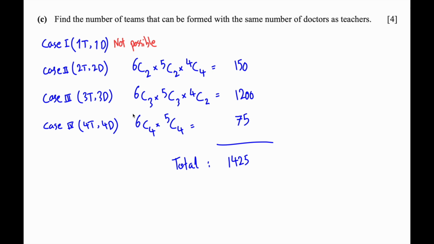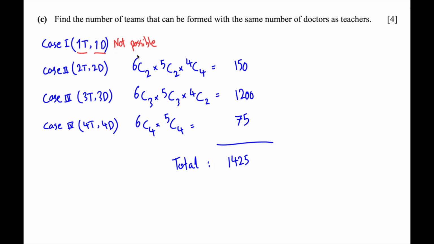In part C, however, I have to find the number of teams that can be formed with the same number of doctors as teachers. A very wrong habit that some students have is to start calculation right away. I suggest that before starting any calculation, you pause and count the number of scenarios or cases that you have. If you look closely here, they want the number of doctors and teachers to be the same. So one of the possible scenarios for me is to have 1 teacher and 1 doctor.